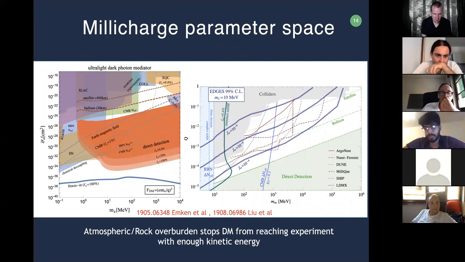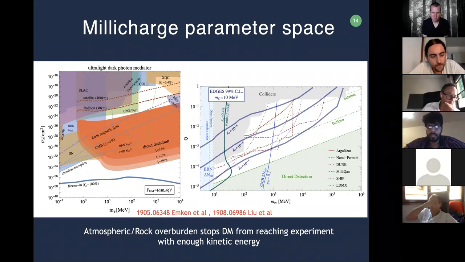And the caveat comes from this. If dark matter is too strongly interacting with the atmosphere or rock overburden, then it stops the dark matter from reaching the experiment with enough kinetic energy. So the atmosphere itself stops it, and it thermalizes rapidly, and you just do not see the energy in even a surface experiment. I show this with two plots, both millicharge parameter space, again just representative to show you that this is really possible. So the authors here are showing the ceiling. We are usually used to the parameter space below. This is around the sub-GeV scale, but a similar parameter space exists above a GeV in the right plot.